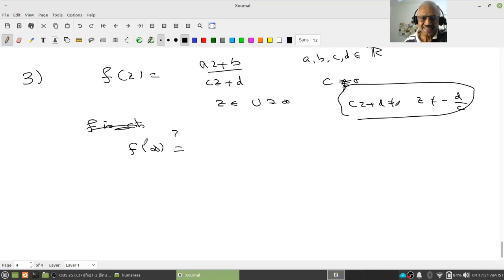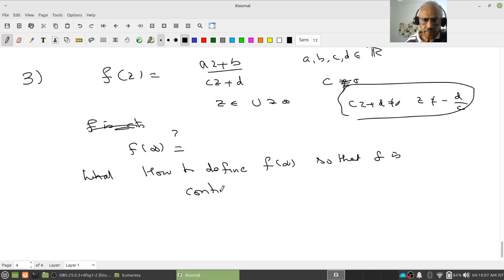Yeah, your intuition should say something. So what should be the value? How to define it at infinity so that f is continuous at infinity? This is the question.